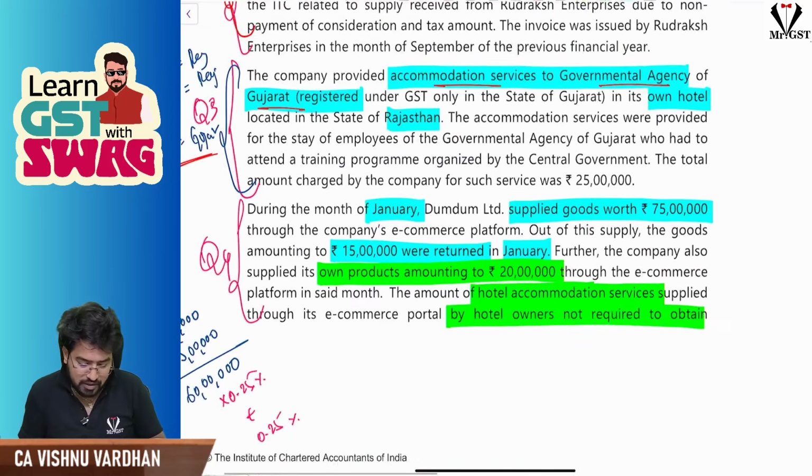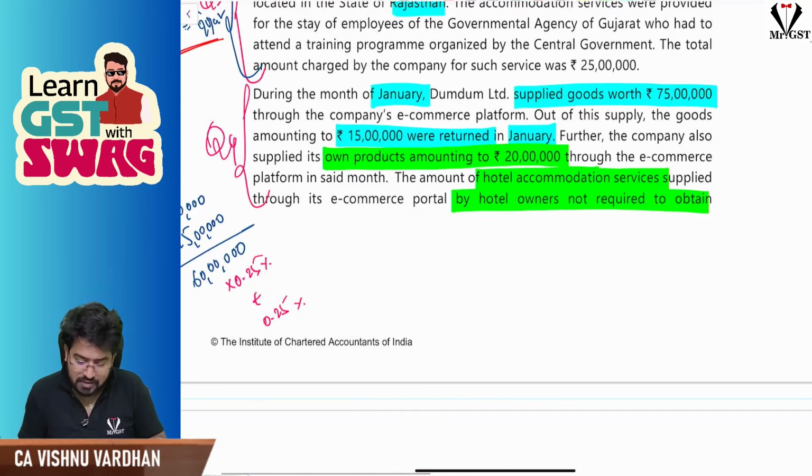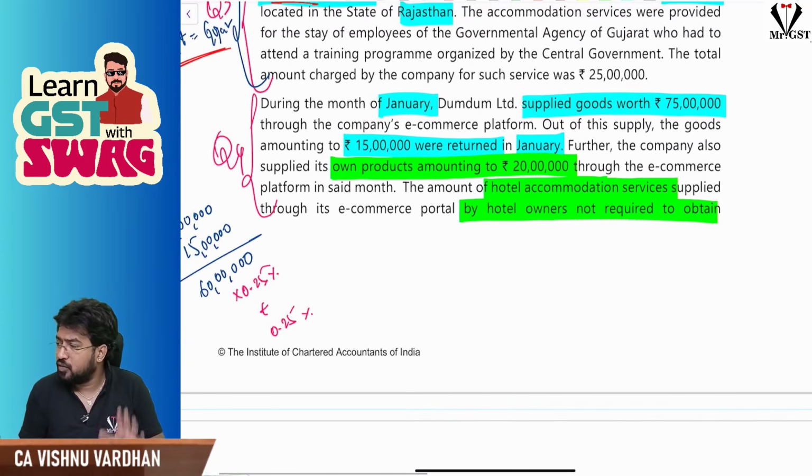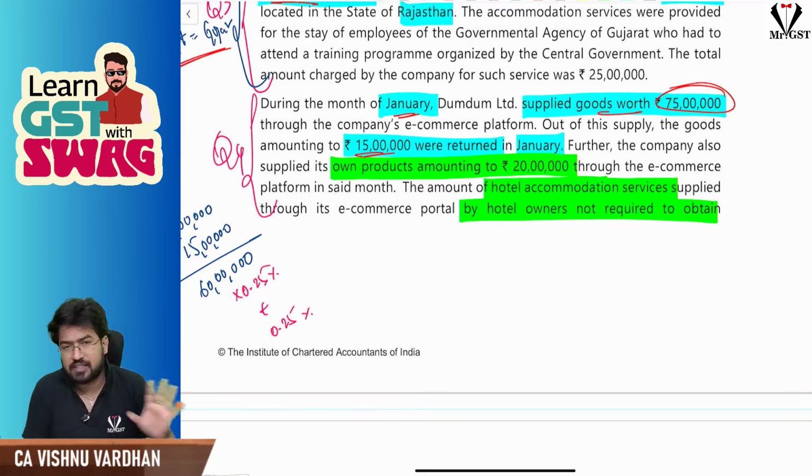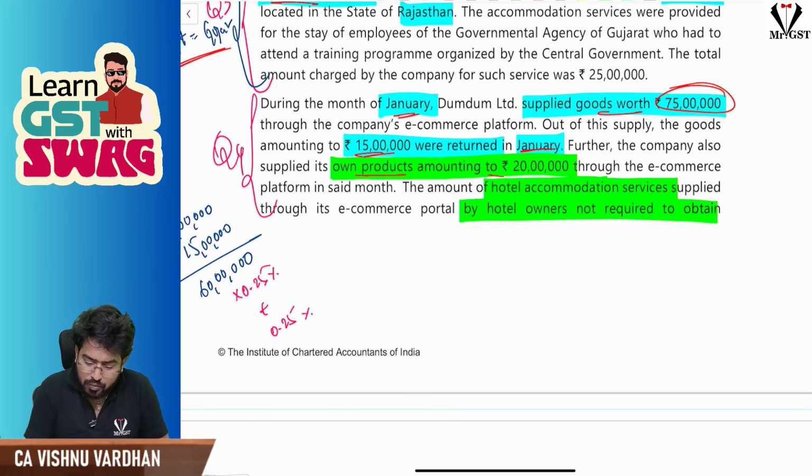Okay, next, they're talking about TCS here. If you see, in this case, during the month of Jan, they have supplied goods worth 75 lakhs, and in the same month you got 15 lakh returns. Okay, 15 lakhs has been returned, in the same month, Jan. And also they are selling their own products for 20 lakhs. Whatever you are selling through your own website, TCS will not come into picture.